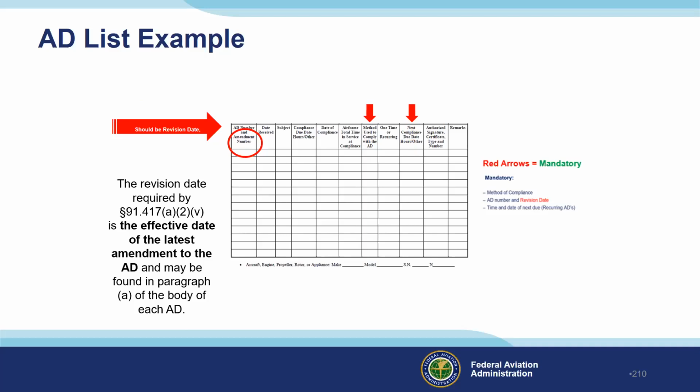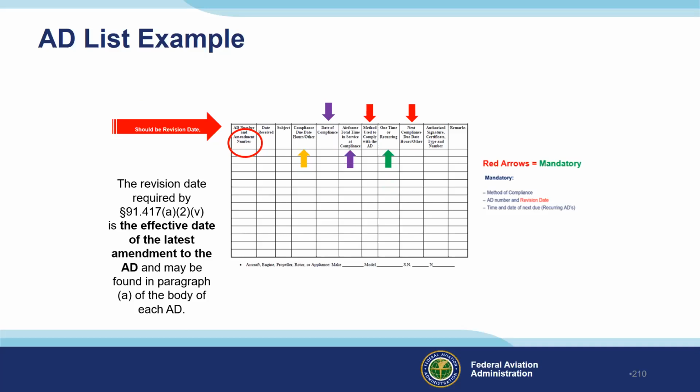Method used to comply with the AD. Boy, they don't give you much room there. It's kind of hard to write down what you did. I guess maybe you could put a paragraph number in there. Next, compliance due date, hours or other. Compliance due date. This is when you did it. Date of compliance, the airframe total time in service at compliance.